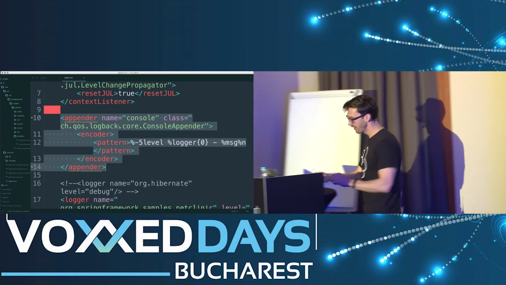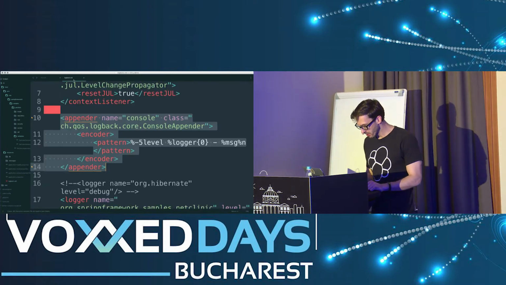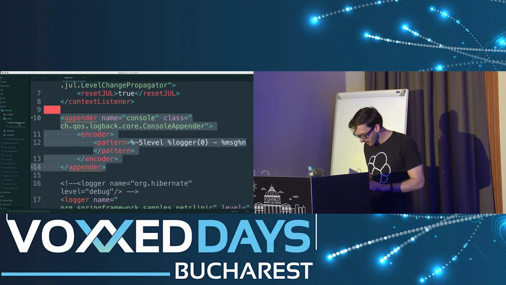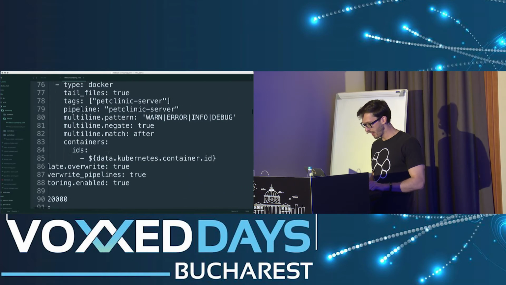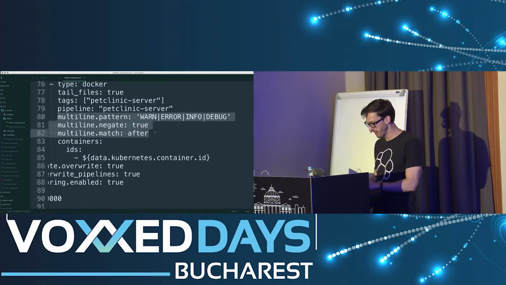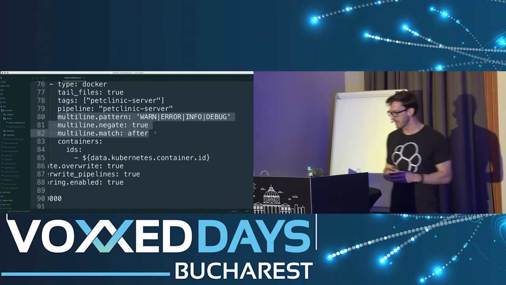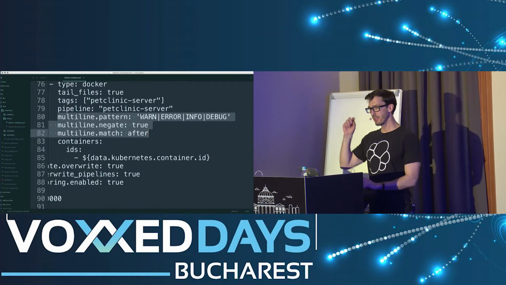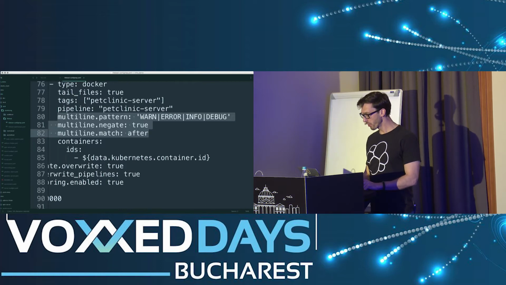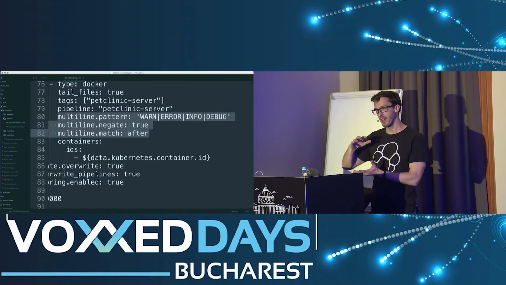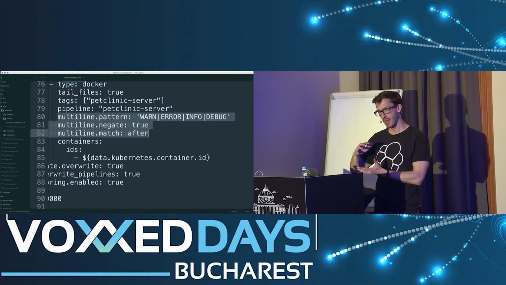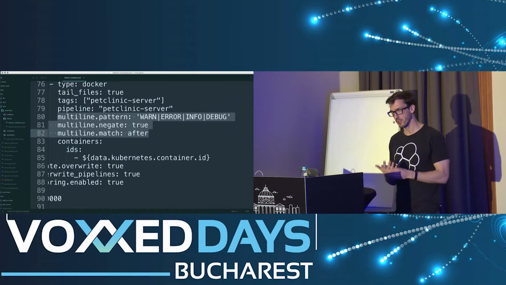So what we have here is, oops, that's not the file I wanted. We need to go back to the config map where we were in our pet clinic server. We have this thing here called a multi-line pattern. The point of the multi-line pattern is it basically says every event that I have starts with one of these: so it's one, error, info, or debug. If it's not one of these, then everything that is coming after that line should be considered one event and should not be broken up.